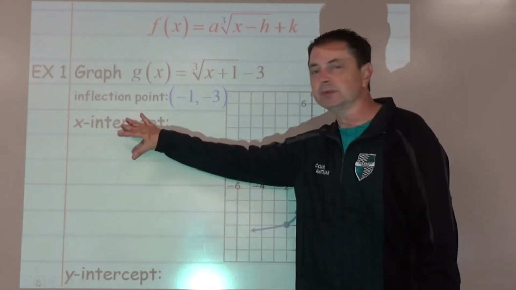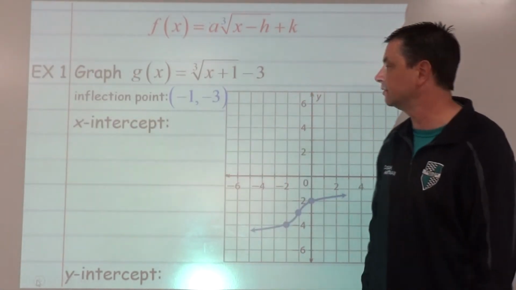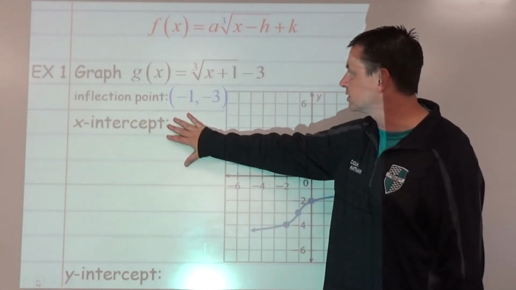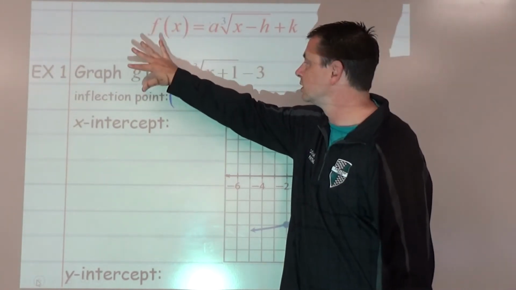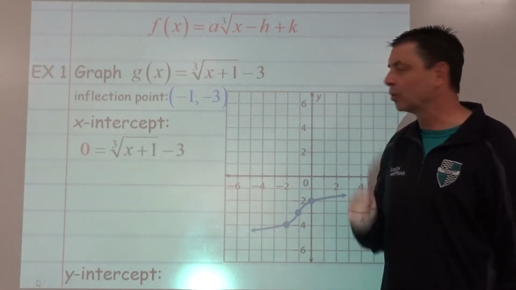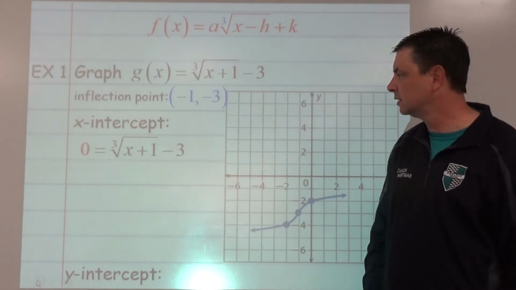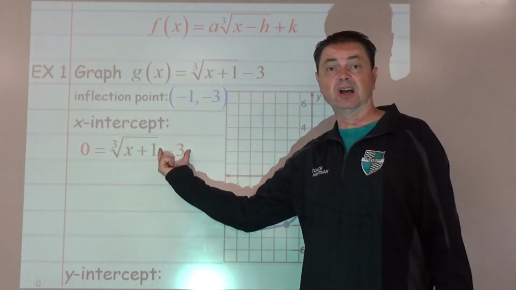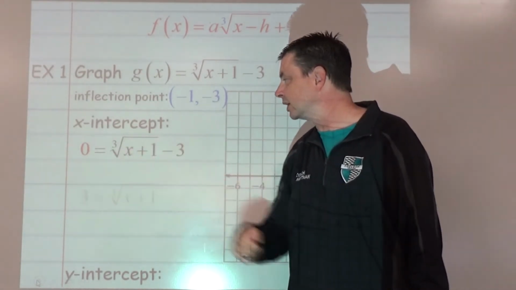Finding our intercepts, again practicing like we did in the previous lesson. For x-intercept, set the function equal to 0. And we're going to solve for x. So first thing we're going to do is undo the negative 3. We'll add 3 to both sides.